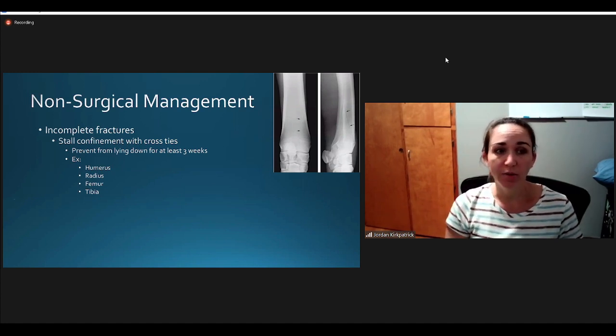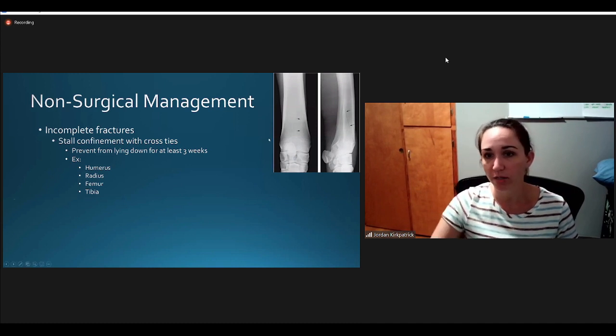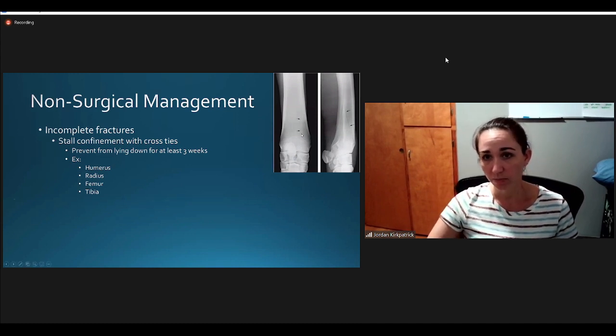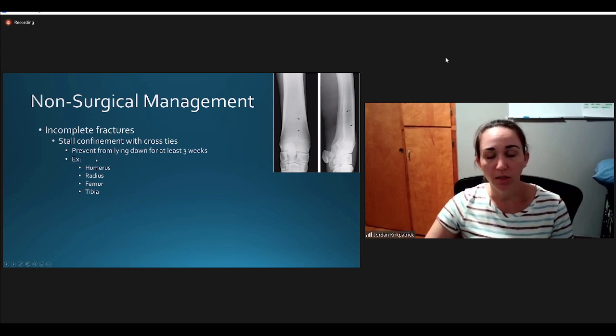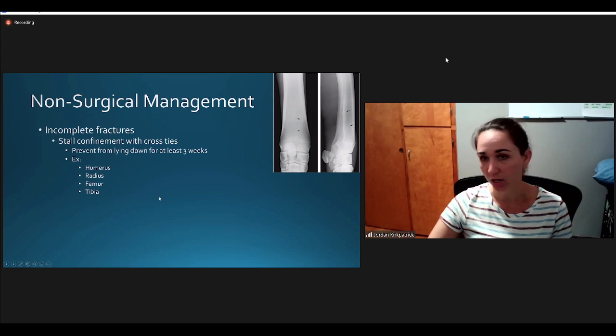Some fractures can be managed non-surgically, as I said before, so incomplete fractures with stall rest. Like this horse, you can see the fracture line here with these arrows, so it's an incomplete fracture. Again, prevent them from lying down. And this can work for the humerus, radius, femur, and tibia. Again, these are fractures that we don't have plates strong enough to repair in adult horses.